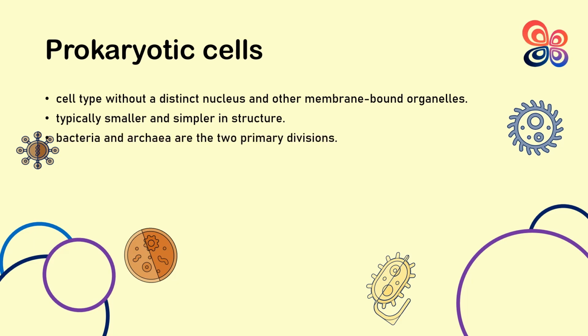In practically every ecosystem on Earth, bacteria can be found. They are the most diverse and numerous group of prokaryotes. A less well-known class of prokaryotes called archaea is frequently found in harsh conditions including hot springs, deep-sea hydrothermal vents, and salt flats. Prokaryotes are very varied and have a wide range of metabolic abilities while having a straightforward structure.